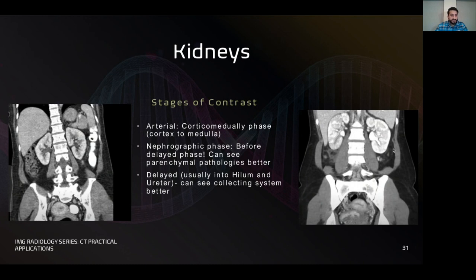So here, for example, you can see that this doesn't look like a delayed phase. It's most likely in the corticomedullary arterial phase. Here, it's pretty much progressing towards delayed because you can see the pelvis is starting to get whiter, or higher attenuation. And once the ureters have a bit of higher attenuation, then it's definitely into the delayed phase.